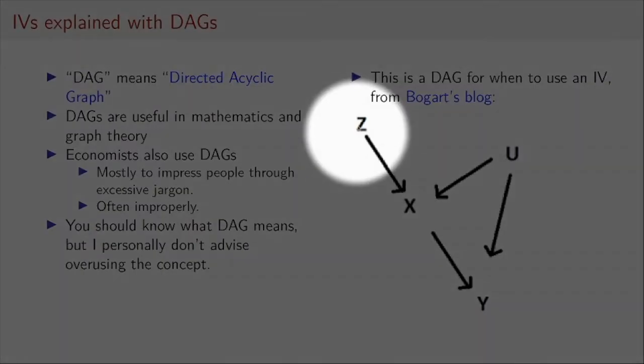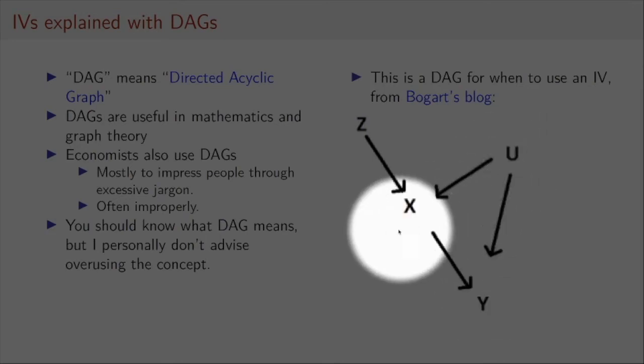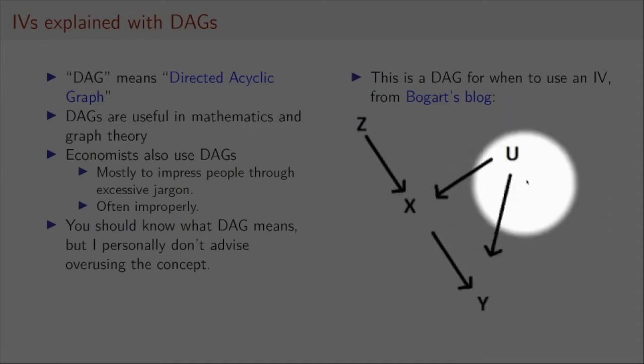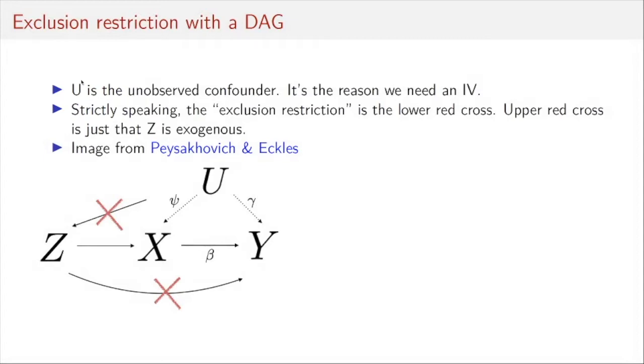And so in any case, here is a DAG, here is a graph for how we explain IV. And we've been using this plot to explain IV long before any economist had ever heard the term DAG. So here is your problem, your X. Your X determines Y, but there is an unobserved U variable which explains both of them, and so you have bias. However, you have this other variable Z which affects X, which you can use to instrument for X. Now, U is the unobserved confounder. It is the reason why you need an IV.